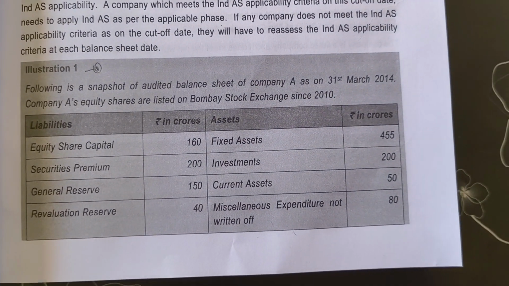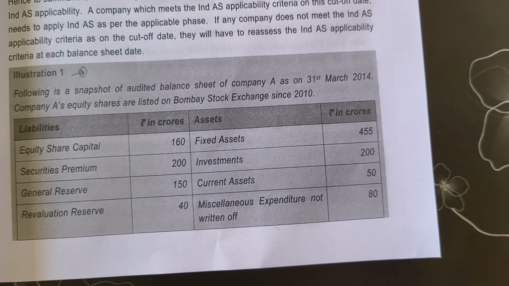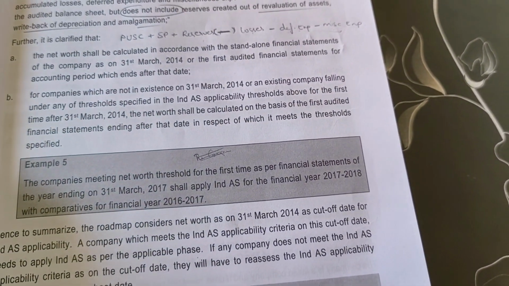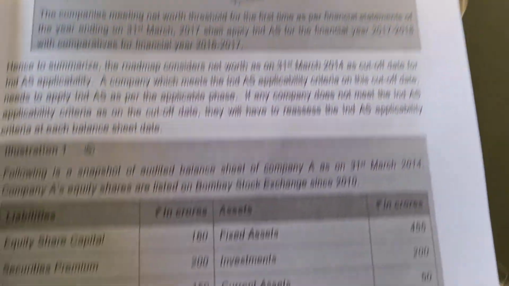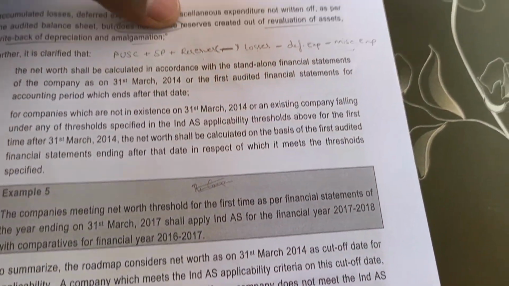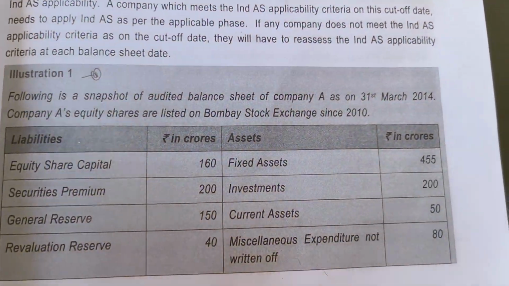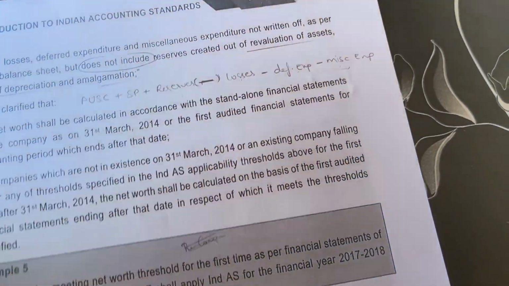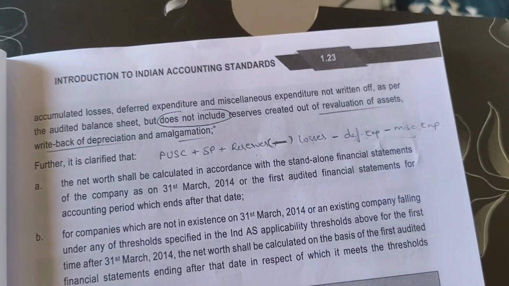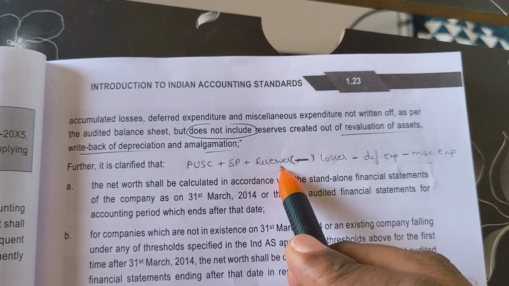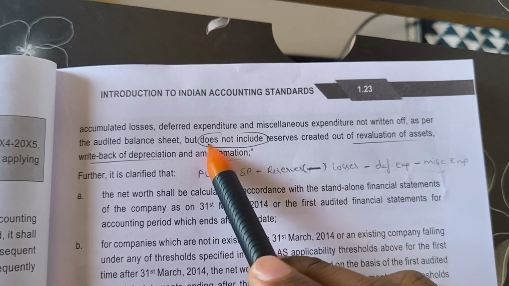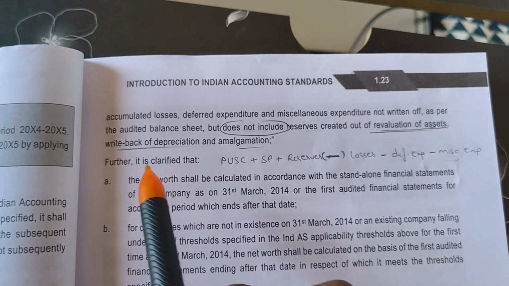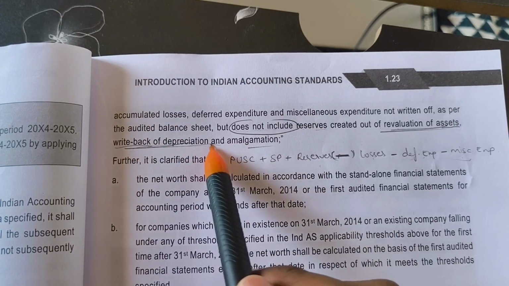Okay, and equity, so they have given all the liabilities. Equity share capital, you can see the formula here. Paid up share capital and securities premium, and it is securities premium here, and general reserve and revaluation reserve. So reserves is there. One thing I've forgotten. So in this reserves, we should not include reserves created out of revaluation of assets and write back of depreciation and amalgamation.